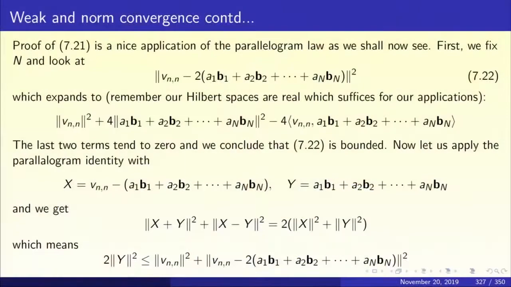So now let us apply the parallelogram law with x equal to Vn minus a1 b1 plus a2 b2 plus etc. plus an bn, and take y to be a1 b1 plus a2 b2 plus etc. plus an bn itself. So x minus y is norm bounded. That's exactly what we have just shown. 7.22 is x minus y.